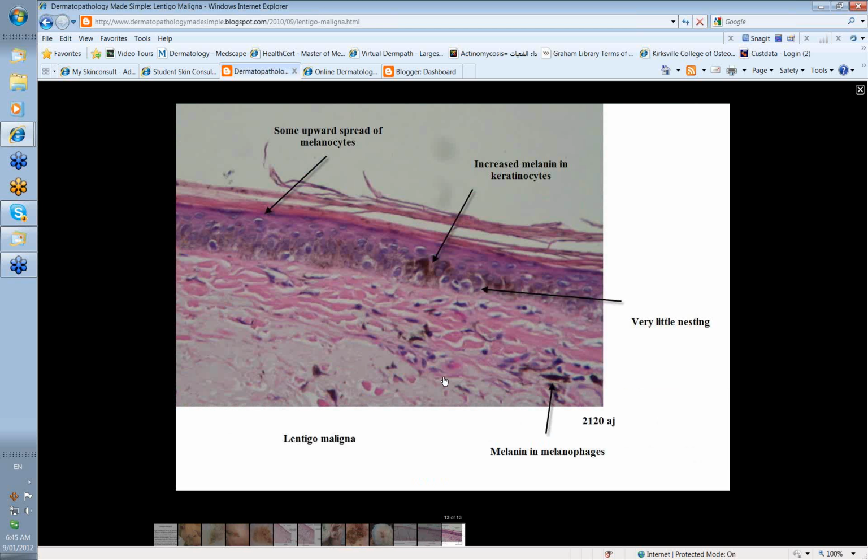And if we look at this other view here, you can see there's very little nesting. It tends to be a proliferation of single atypical melanocytes. Now the question is, is that upward spread, or is it just an atypical keratinocyte? And sometimes it can be quite difficult to tell here. This is your solar elastosis. This is your melanin and melanophages in the dermis. And here you've got some increased melanin in the keratinocytes. And this would correlate with some of the deeper areas of pigmentation that we were seeing clinically.